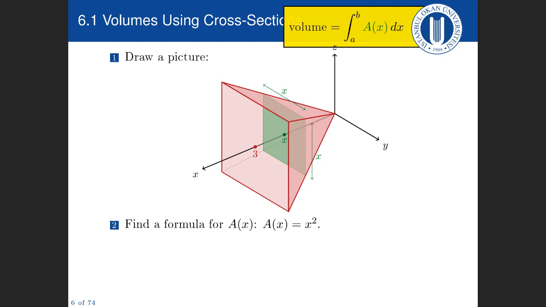What are the limits of integration? Now look at the picture. What is the smallest possible x? The smallest possible x here is x equal to 0. And what is the biggest possible x inside the pyramid? The biggest possible x is going to be x equal to 3. So we're going to be integrating for x between 0 and 3. And now we've done the hardest part of the question.